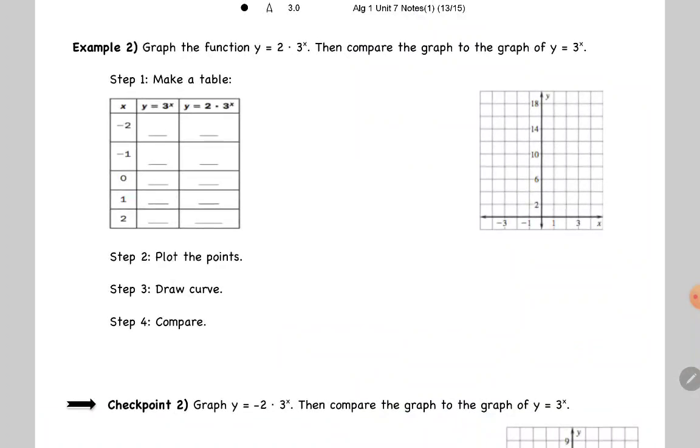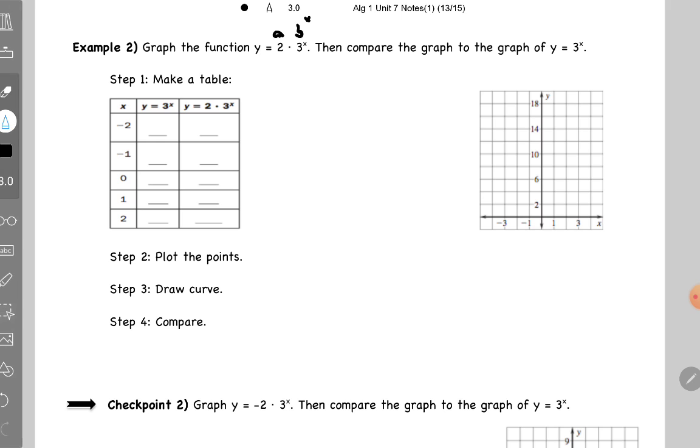Example 2. So let's learn how to graph these. Graph the function y equals 2 times 3 to the x. So y equals a times b to the x. Then compare to the graph of y equals 3 to the x. So they want us to graph one, but compare it to the other. But I'm going to go ahead and graph both of these.